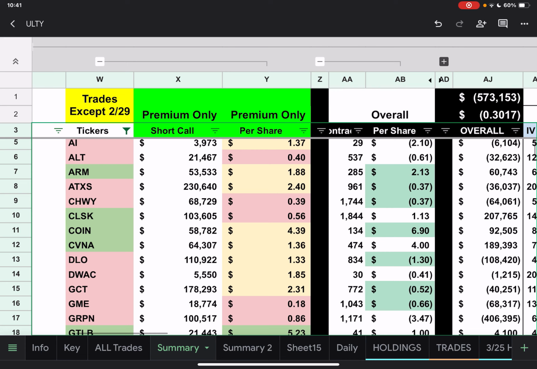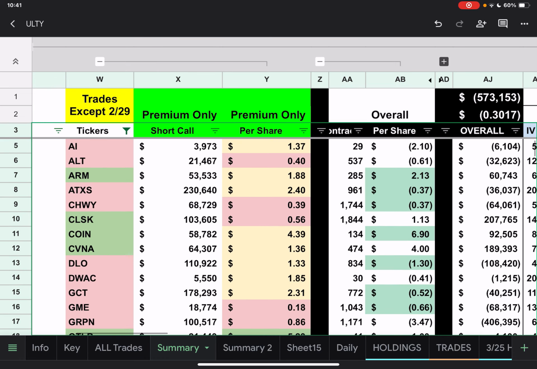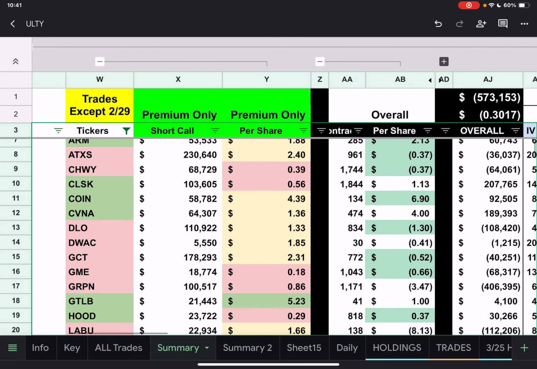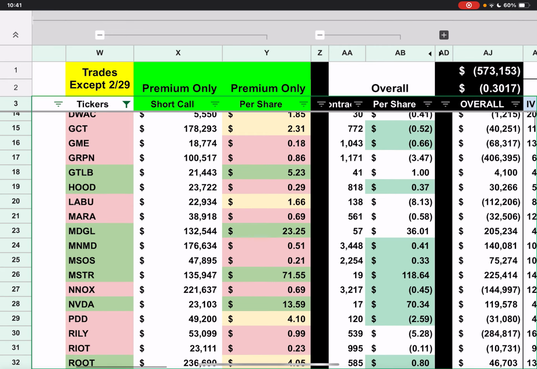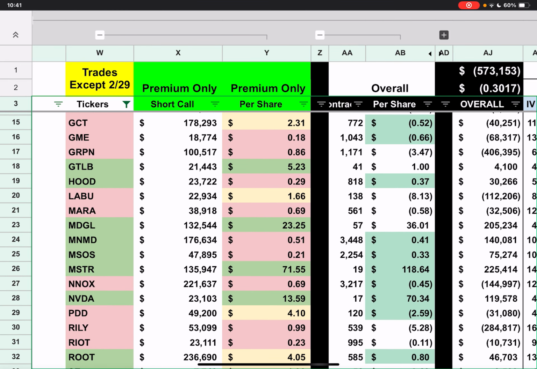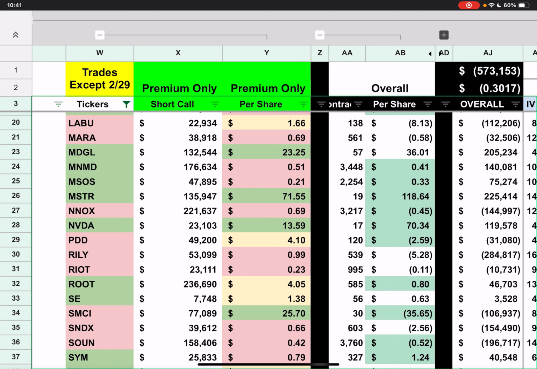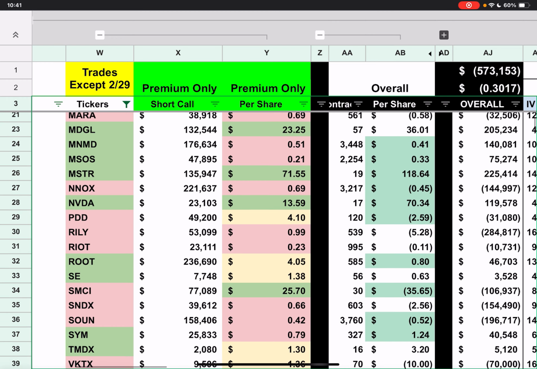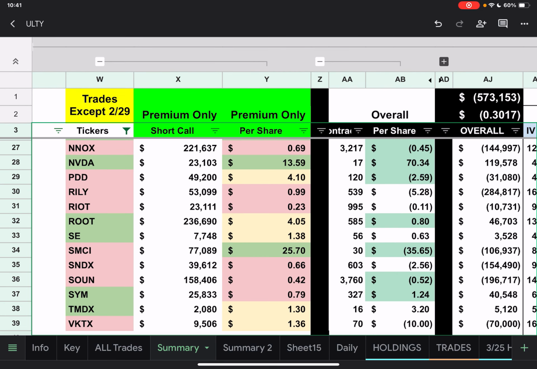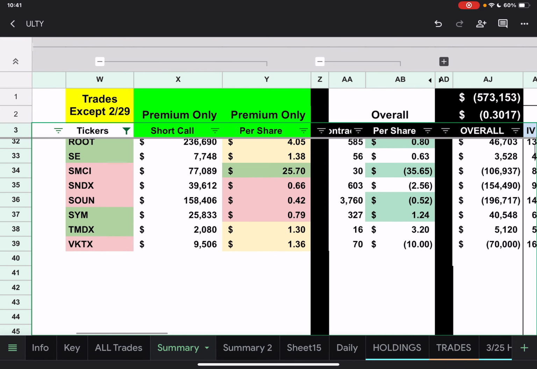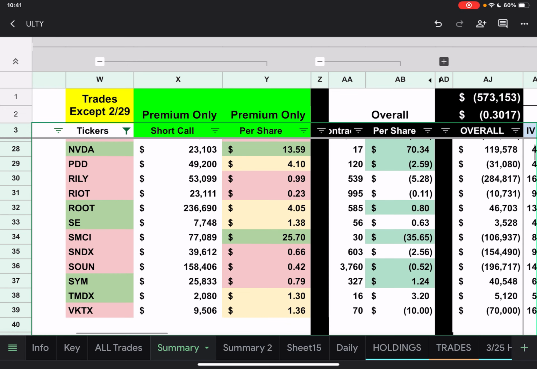The ones that were negative overall, in case you're listening: Affirm, AI, Alt, ATXS, Chewy, DLocal, DWAC, GCT, GigaCloud, GameStop, Groupon, the LabU, which was the biotech ETF, Mara, Nano X Imaging, PDD, B. Riley, Riot, SMCI, SNDX, SoundHound, and the Viking Company.